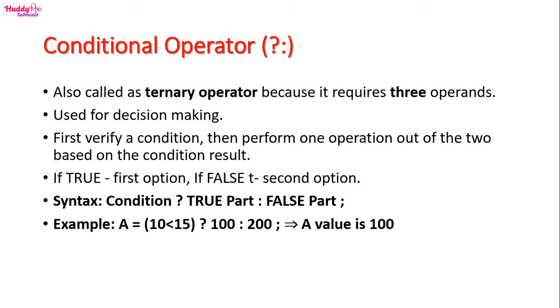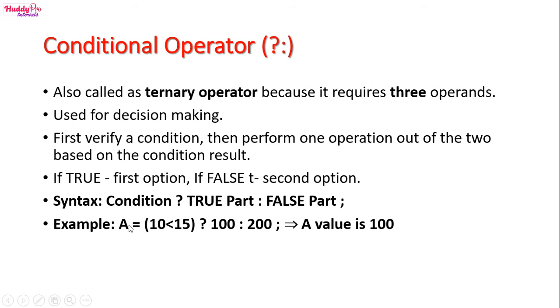This operator is used for decision making. In this operator, first we verify a condition, then we perform one operation out of the 2 operations based on the condition result. Now, if the condition is true, the first option is performed, and if the condition is false, the second option is performed. The conditional operator is used with the following syntax. So you have the condition, then you have the question mark, the true part, then you have a colon to separate the true part from the false part.